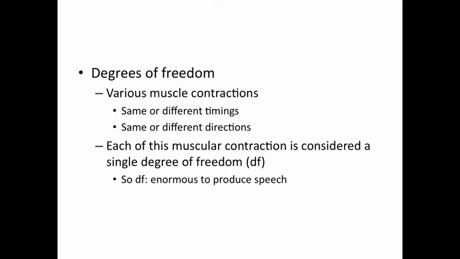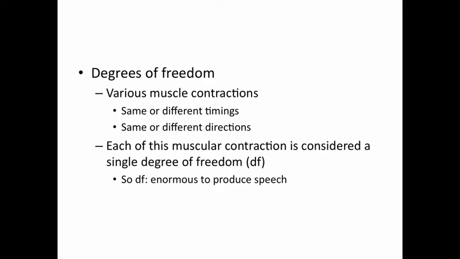So, for example, if I had to produce the sound B, right? B involves vocal fold vibration, which means you need adductor muscle contraction to bring the vocal folds together because it's a voiced sound. I need the muscles of the lips to come together. I need the lower lip elevators and the upper lip depressors to bring my lips together to bring closure. I need my velum to be closed because it's not a nasal sound, it's an oral sound. So think about all of these muscles, and each muscle that contracts is a degree of freedom.